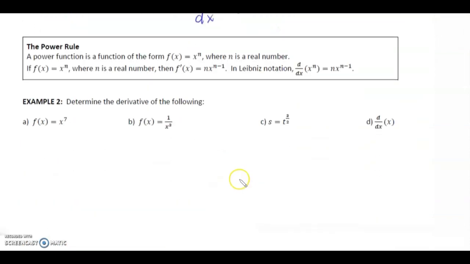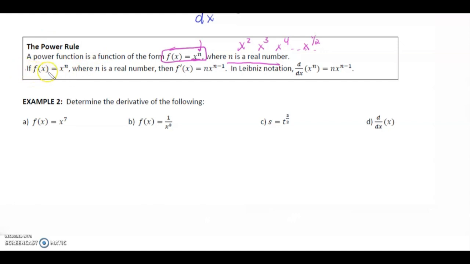Now, the power rule. A power function is a function in this form. So it's f at x equals some x value to the exponent n, where n is a real number. So that means there's a number in the exponent. We could talk about x squared, x cubed, x to the 4, and so on. We can even talk about x to the 1/2. Anytime n is a real number in the exponent, that is going to be the power rule.